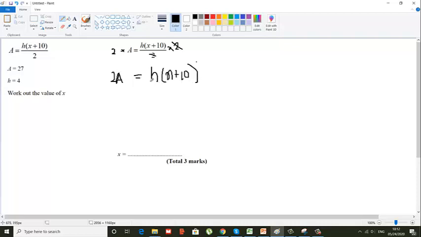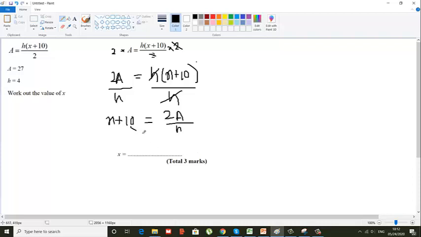Now I have to get rid of the h on the right hand side. In order to get rid of the h on the right hand side, I must divide the right hand side by h. I have to do the same to the left hand side. So on the right, this h will cancel out with that one, and on the left I will have 2A over h. Now I am going to rearrange the formula to write the right hand side as the left hand side. So x plus 10, and then the equal sign, and on the right hand side the left hand side will become the right hand side, so 2A over h.